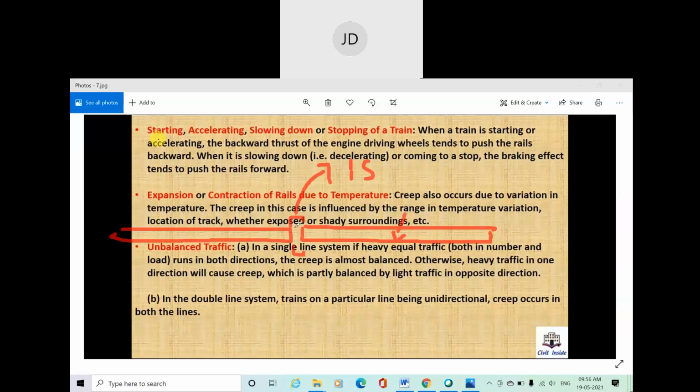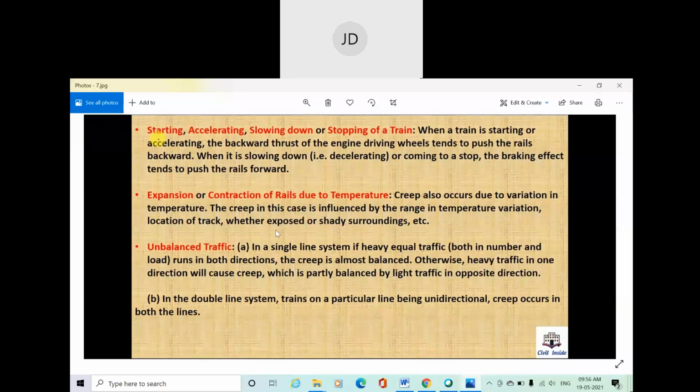Suppose because of the expansion, the rail will try to move and close this gap to the other rail, and a failure may occur along this direction. Due to this, creep will occur. So even due to temperature variation, creep may occur. Creep in this case is influenced by the range of temperature variation and the location of the track, whether exposed to the surroundings or not.